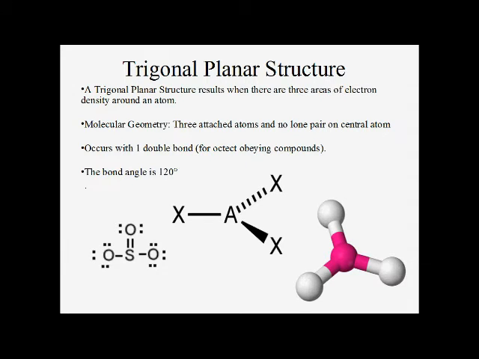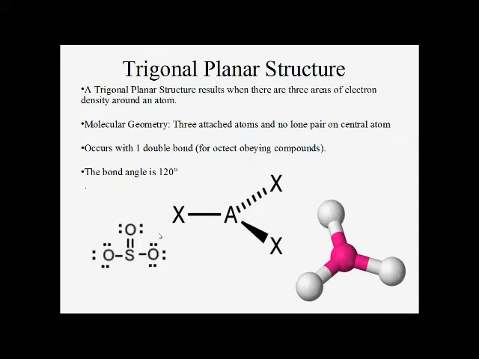If we have three areas of electron density around a central atom, to get as far apart as possible, they end up forming a triangle in a plane. We call this trigonal planar geometry. Since it's in a plane, we can figure out the bond angles. It's 1/3 of a circle, which means the bond angle is 120 degrees. If we have an octet-obeying structure, that means that we're going to end up with a double bond and 2 single bonds.